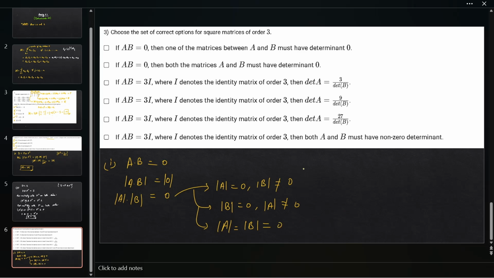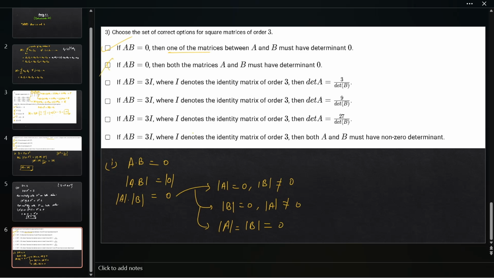So in all the possible scenarios, there must exist at least one of the matrices A and B such that its determinant is equal to 0. So one of the matrices at least should have determinant equal to 0. Yeah, this option is correct. Moving on to option 2, we have both the matrices must have determinant equal to 0. No, this is incorrect. We have seen that the other possibilities will also work.